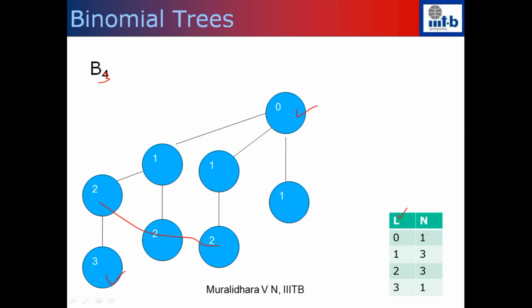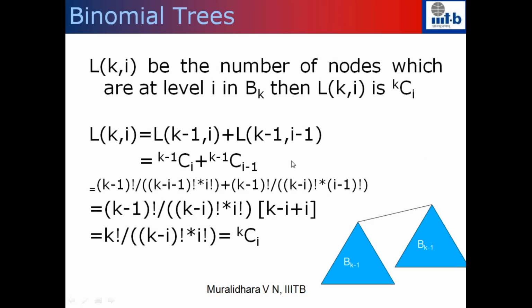So now if you look at the order of this, 3 choose 0 is 1, 3 choose 1 is 3, 3 choose 2 is also 3, 3 choose 3 is again 1, right? So the number that you are looking at is exactly equal to 3 choose I, where I is the level of the node. So let's look at the proof of it.